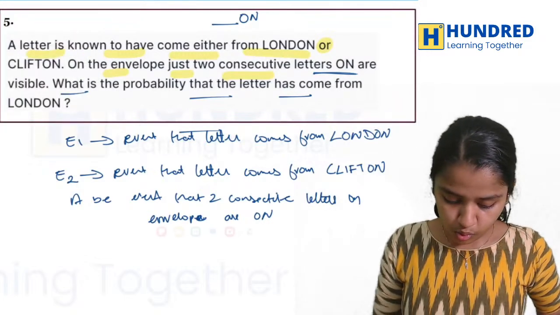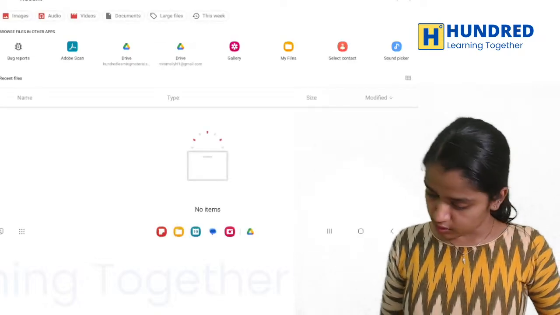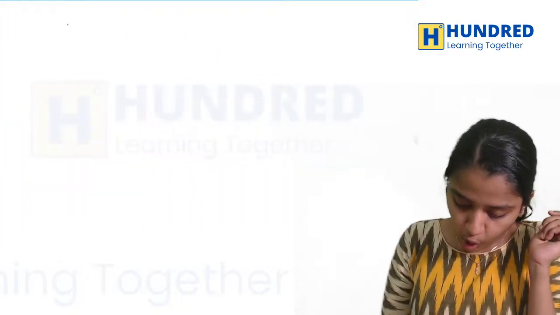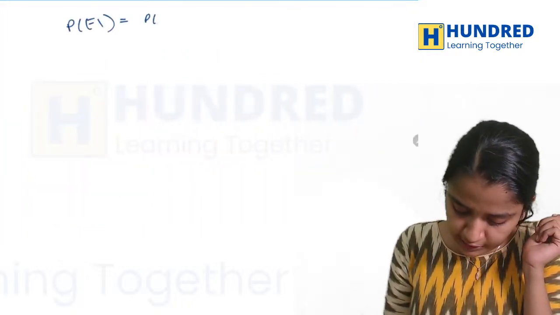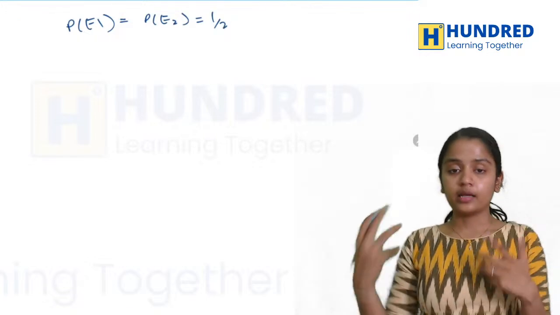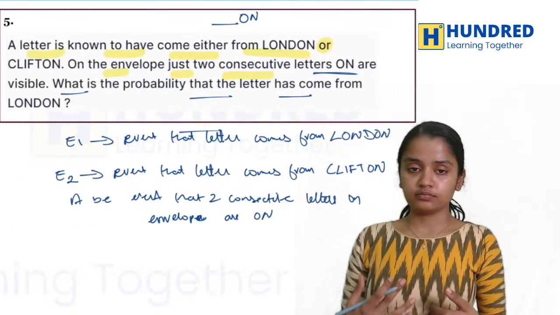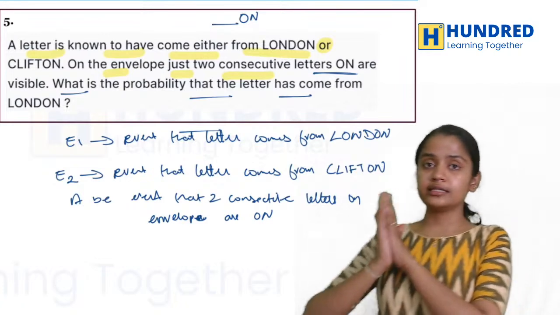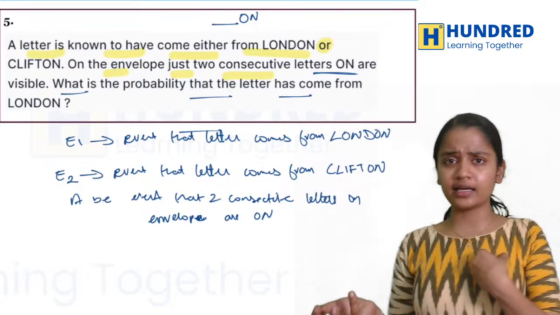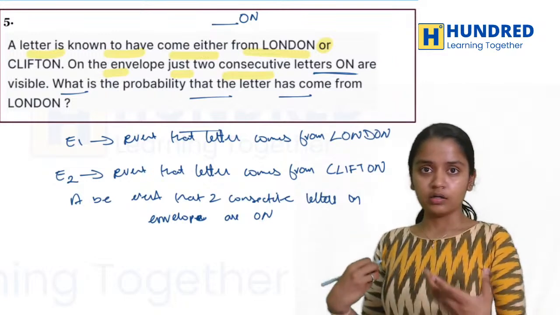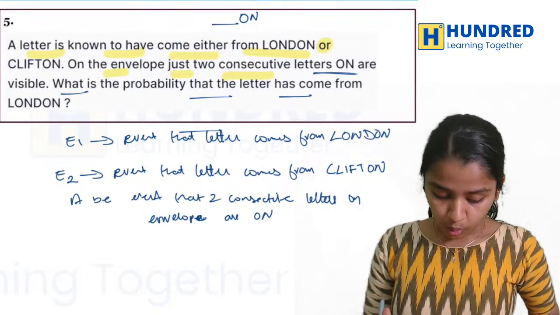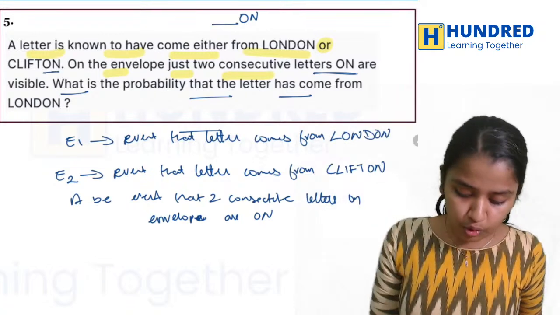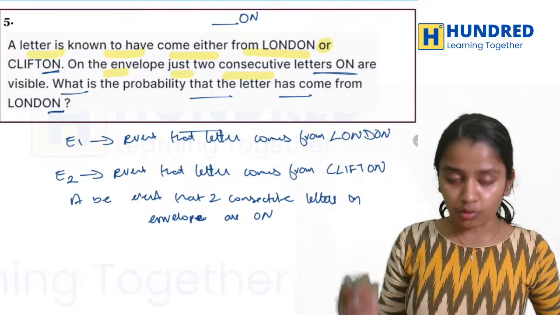Now P of E1 equal to P of E2 is equal to 1/2. The letter may come from the word London, or otherwise the letter may come from the word Clifton. So what is the probability of taking one of these two? 1/2, right? From 2 you're taking 1, which is nothing but 1/2. That is your probability, right? Now there is an ON here, and there is also an ON here, okay?